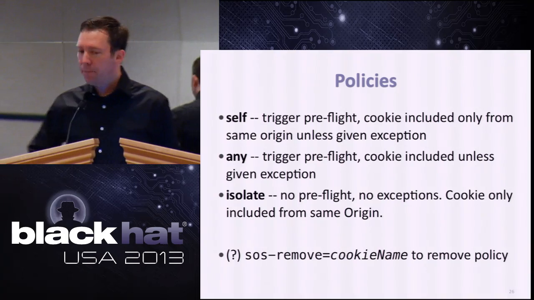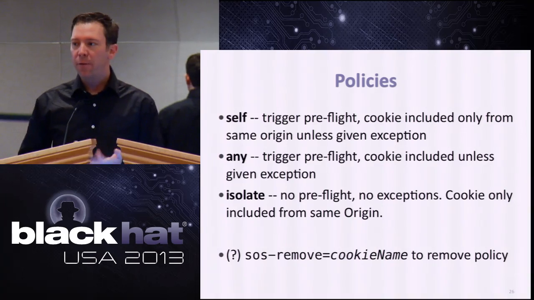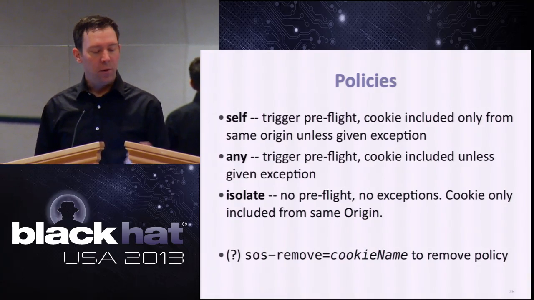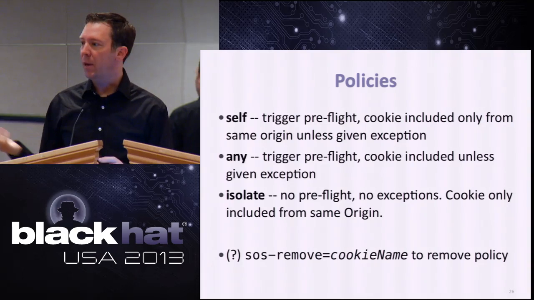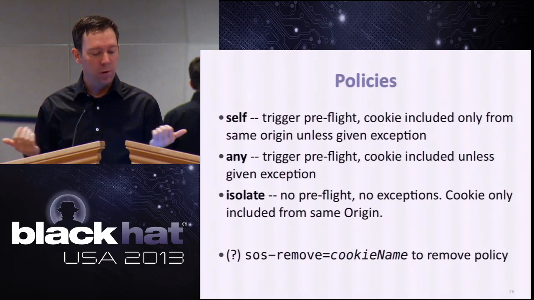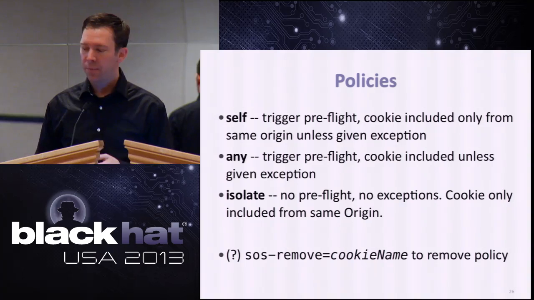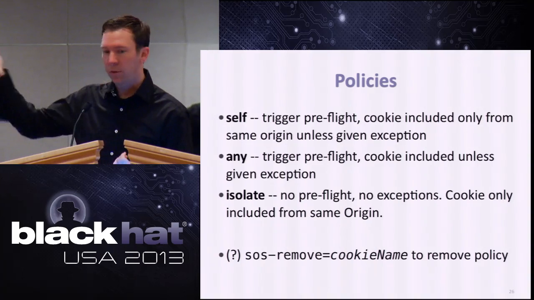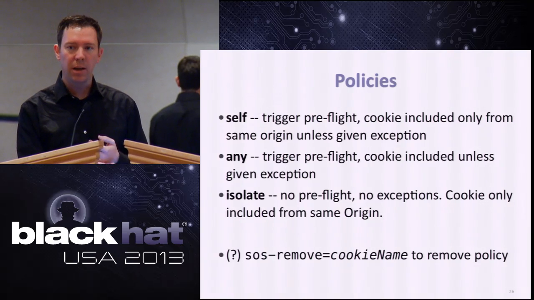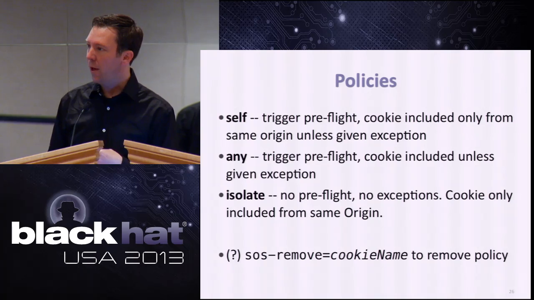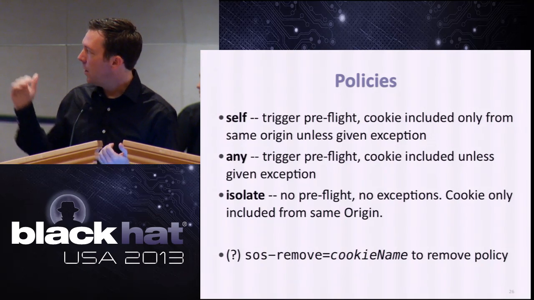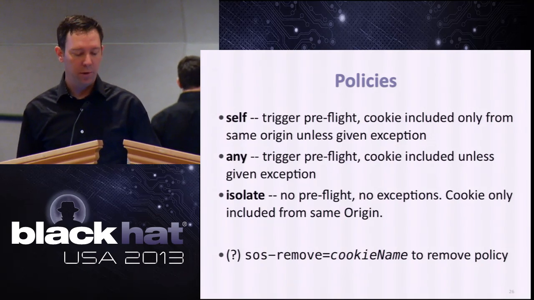So these policies basically say that self and any are how you can set up an exception-based policy for your website. If you have a policy of self for a particular cookie, like your PHP session ID, when your browser is about to do a cross-origin request, it's going to make a pre-flight check. Otherwise, if it's coming from the same origin, it works the way it works today. Same thing if you have a policy of any on that cookie name. It's also going to trigger a pre-flight request if the request is cross-origin, and then unless there's an exception given, it's going to include that cookie for the cross-origin request.